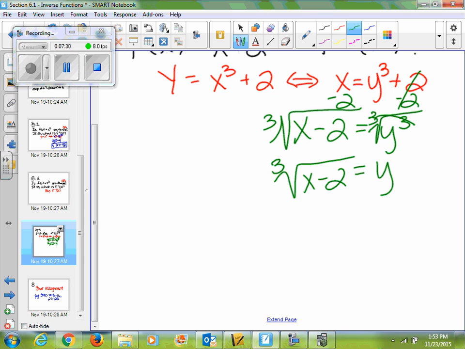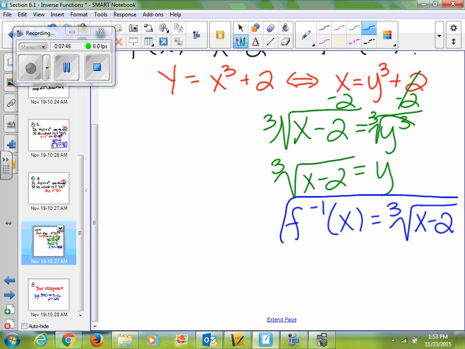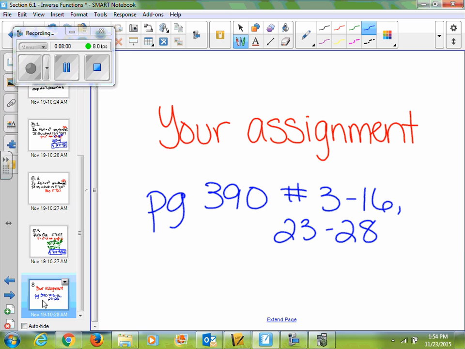And then what's my last step? So I need to replace the y with the inverse. Okay. So f inverse of x is equal to the cube root of x minus 2. So any questions on determining inverses or finding them? No. Okay. Next, you guys are going to work through page 393, problems 1 through 16 and 23 through 28.